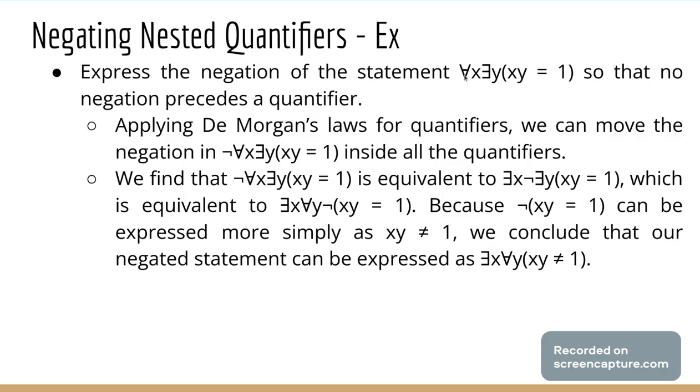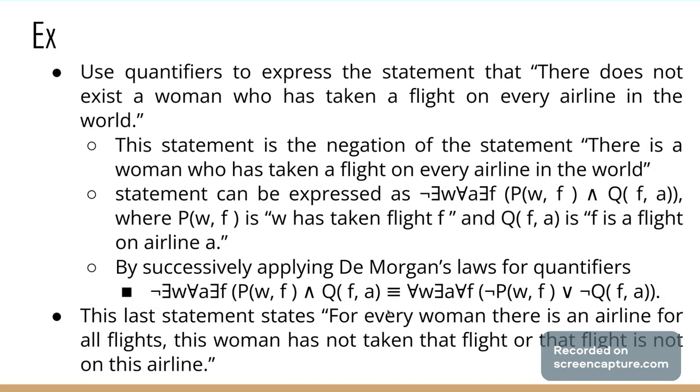Okay, so for this particular statement, for all x there exists y, xy is equal to 1, one by one you will negate. So the for all will become there exists, there exists will become for all, and xy equal to 1 will become xy not equal to 1. So the negative statement will be there exists x for all y, xy not equal to 1. Just apply negation one by one using De Morgan's law for quantifiers.